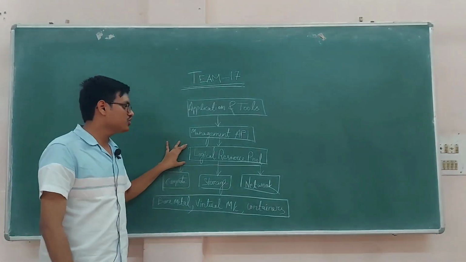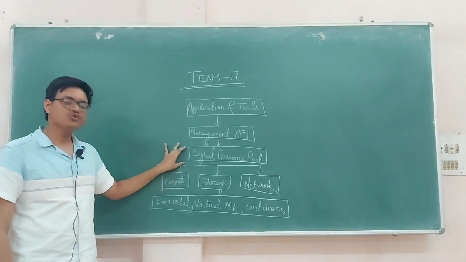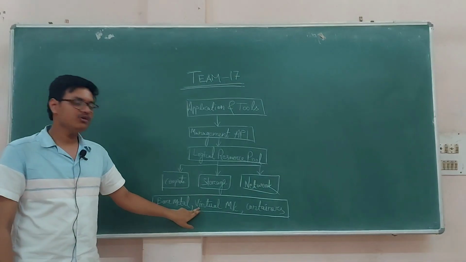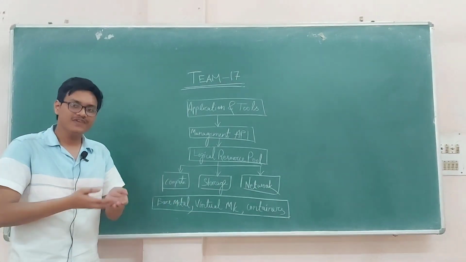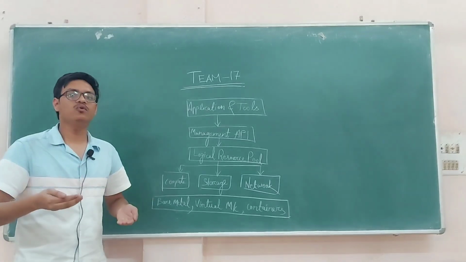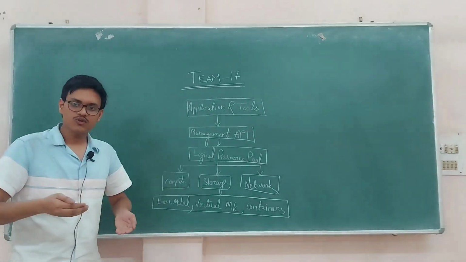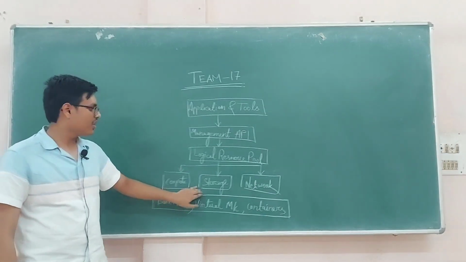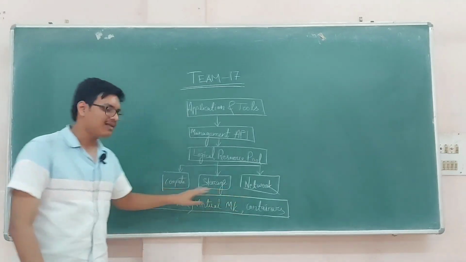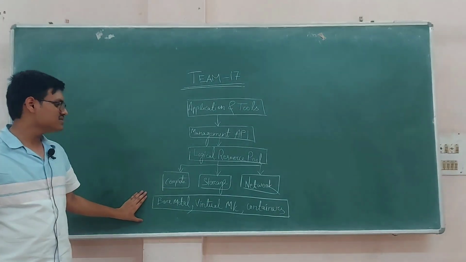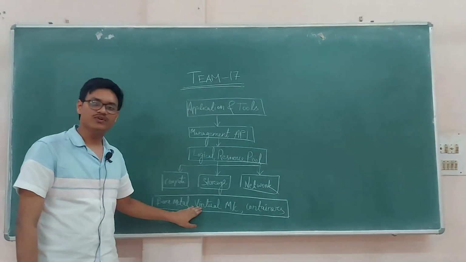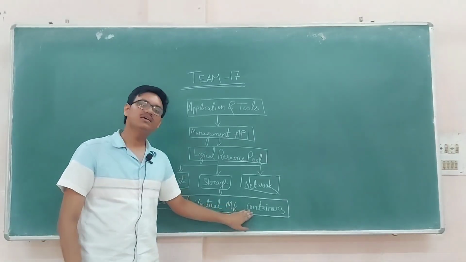Then there is the logical resource pool. These resource pools are logical because there is a component known as the virtual machine which helps convert those physical resources into logical resources. What are those logical resources? First is the computing environment, second is the storage, and third is the network. And lastly, there is a bottom layer which has three components. First is bare metal, then the virtual machine, which is software, and third is containers.